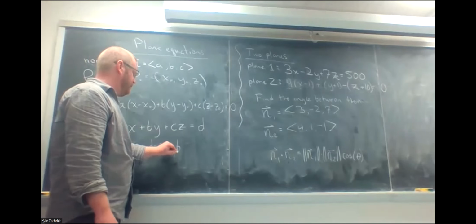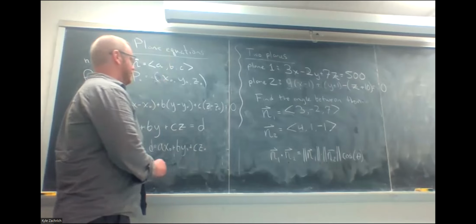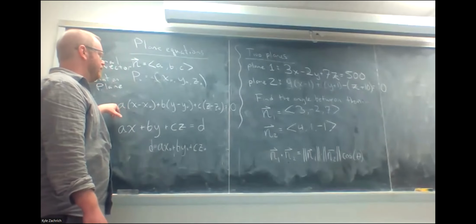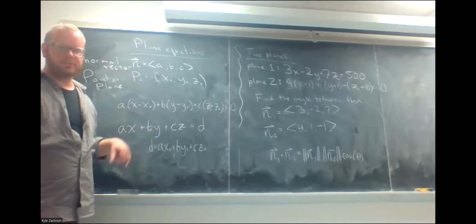Ax naught plus b y naught plus c z naught. But you'll see that, you'll figure that out if you just put it in this form and then write everything out.